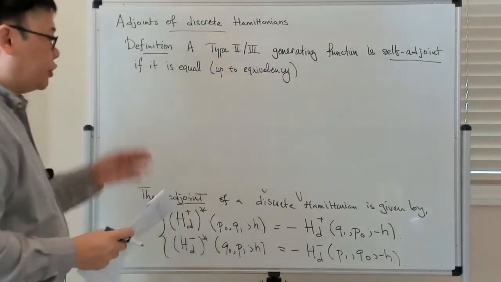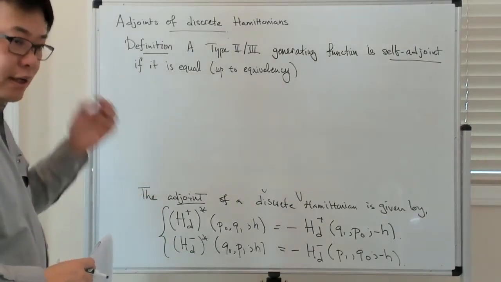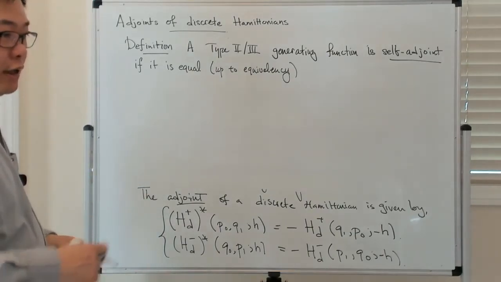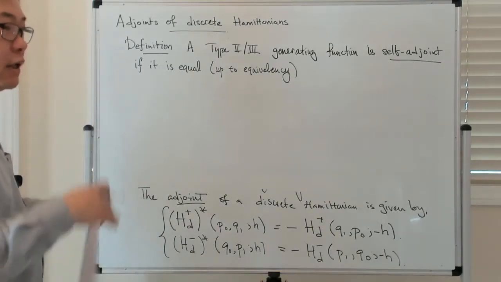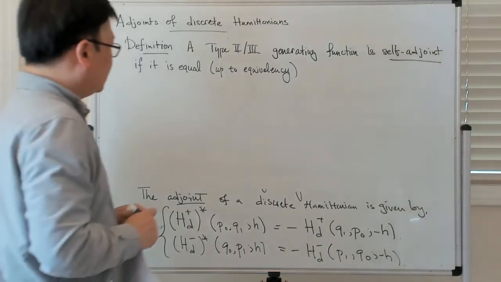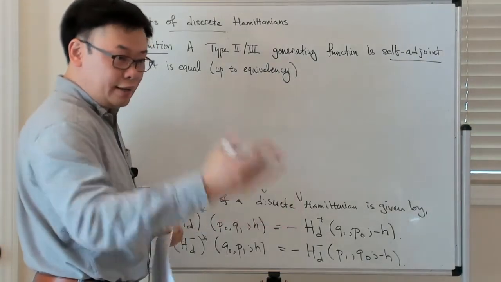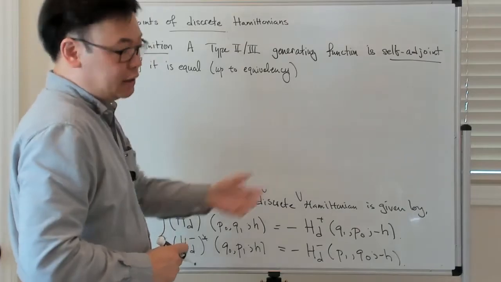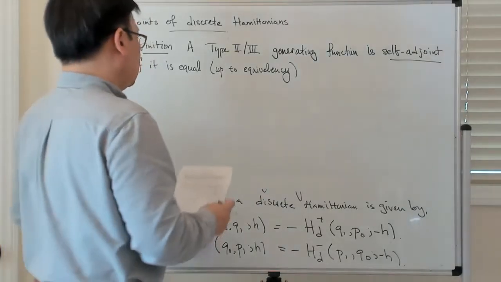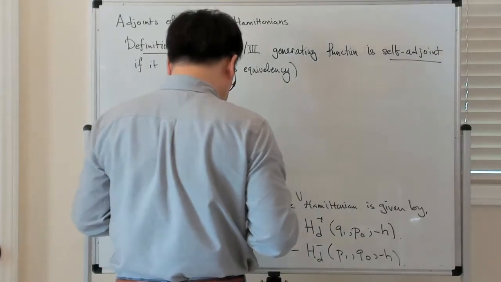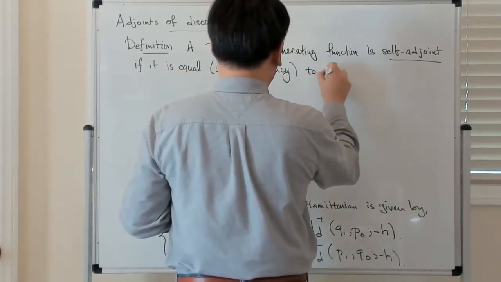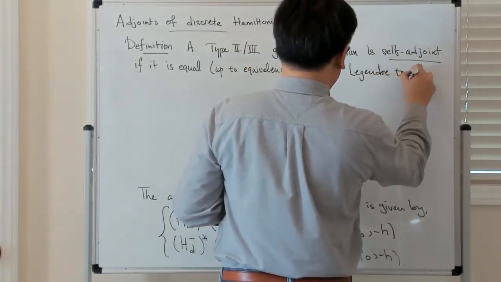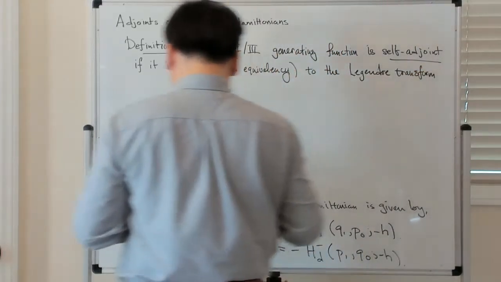Again, generating functions have this sort of non-uniqueness, if you will. For example, if you add a constant to a generating function, it doesn't change the symplectic map it generates. So there is some non-uniqueness in how generating functions relate to symplectic maps. When we talk about equality, we really talk about equality in the sense of the symplectic map it generates. Okay, all right. So this is self-adjoint if it's equal up to equivalency to the Legendre transform of its adjoint.